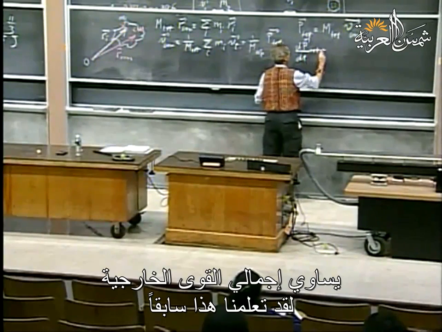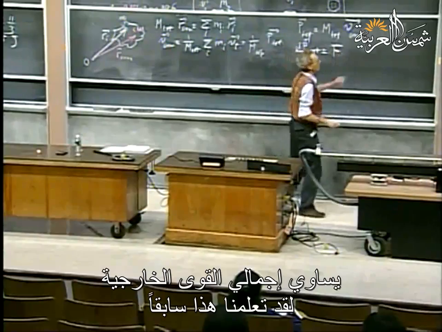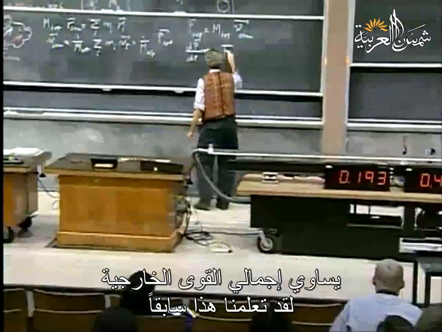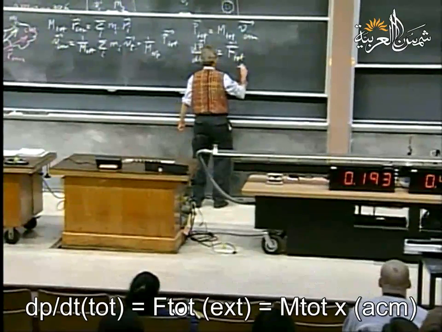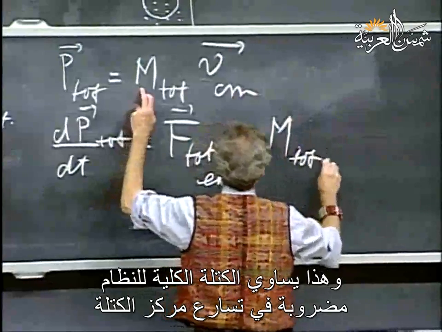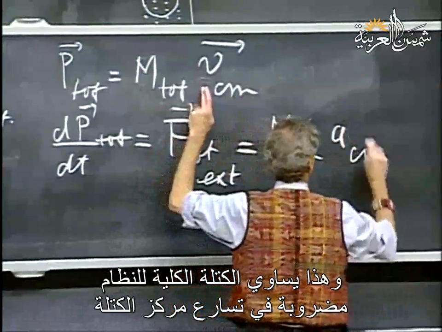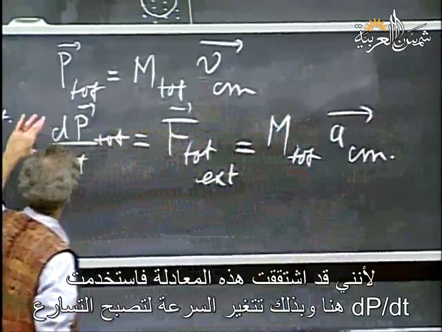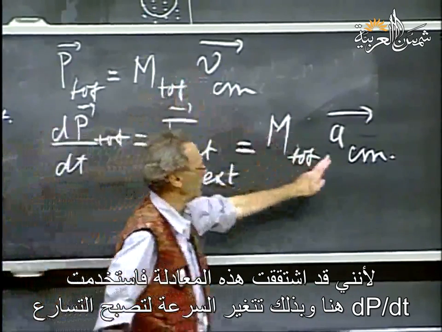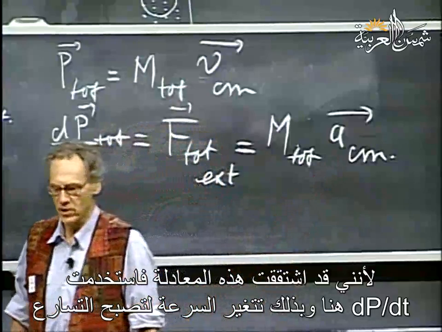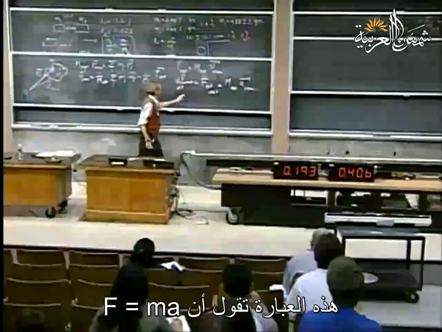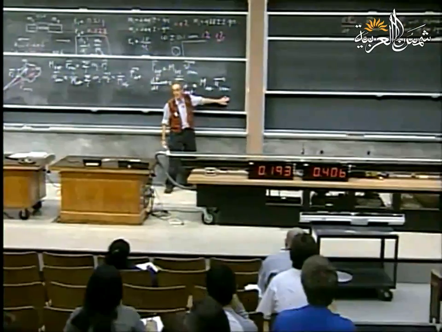And if I take the derivative of this, then dp/dt of the total momentum, of which we learned that dp/dt is the total external force. We already learned that earlier. That now is the total mass of the system times the acceleration of the center of mass. Because I take the derivative of this equation, that gives me dp/dt here, and the velocity changes to acceleration. And look at this. This is really an amazing statement. This says F equals ma.